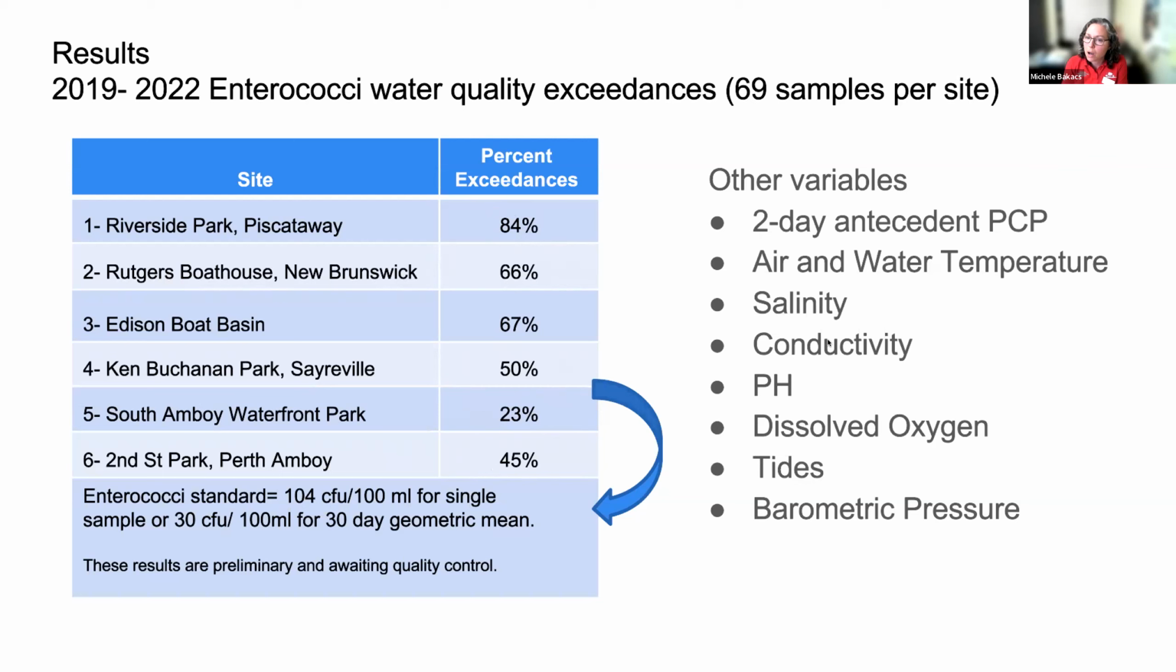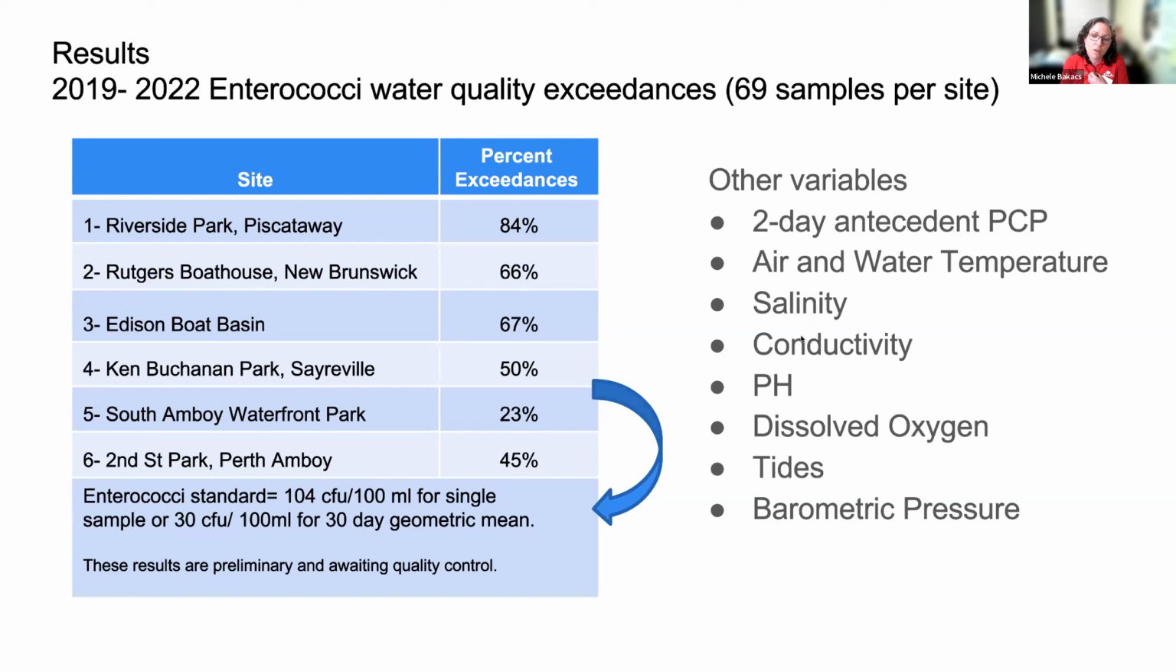Okay, and then here's some of the other variables we look at. Heather mentioned some of them before. We're also looking at the precipitation. So we look at what's called 2-day antecedent precipitation. So how much rain we've gotten 2 days before our sampling event. We are also taking the air and water temperature. We're looking at those parameters. We're looking at the salinity of the water.